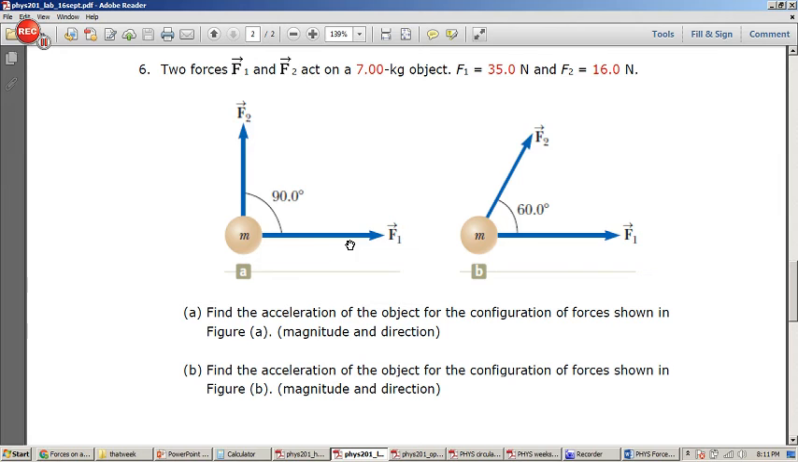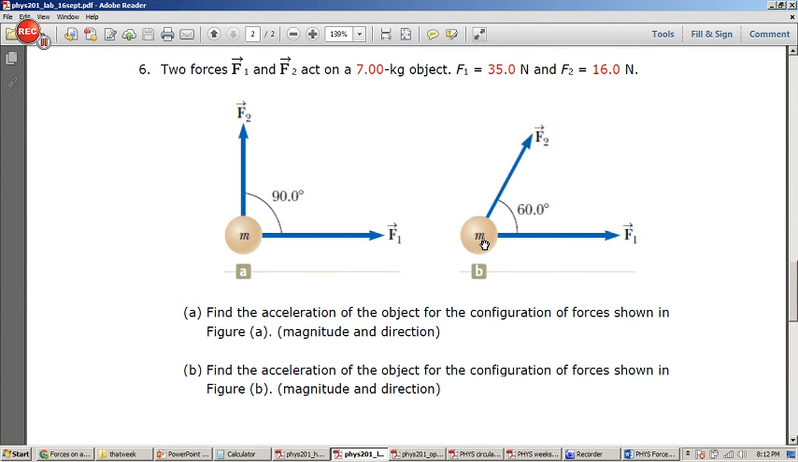So you put F1 along the x-axis and F2 along the y-axis. And so they each have one component. F1 is in the x direction, F2 is in the y direction. When you add those, you have 2 sides of a triangle, and you're trying to find the hypotenuse.